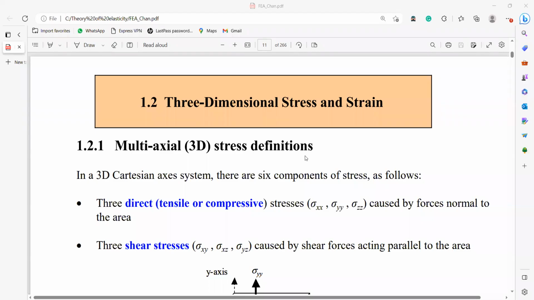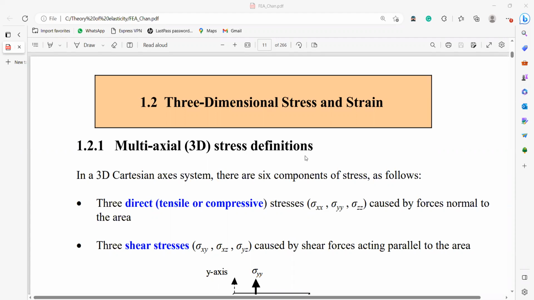So here, let's get into the three-dimensional stress and strain, moving from uniaxial stress and uniaxial strain. Let's now shift our focus to the multi-axial. Welcome to the real world. The real world is mostly multiaxial or 3D. So Cartesian coordinates is like the default coordinate system.